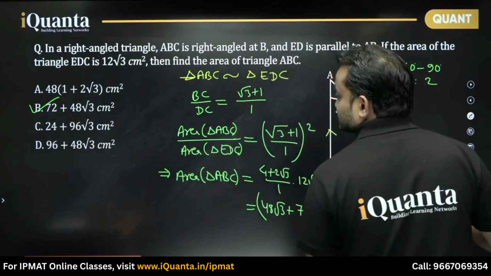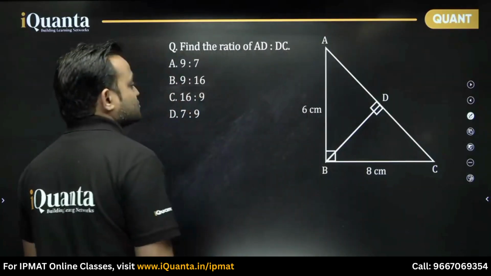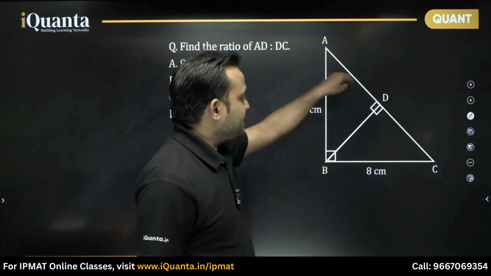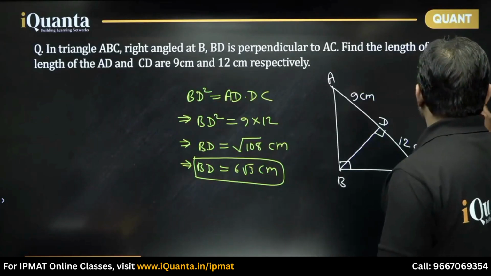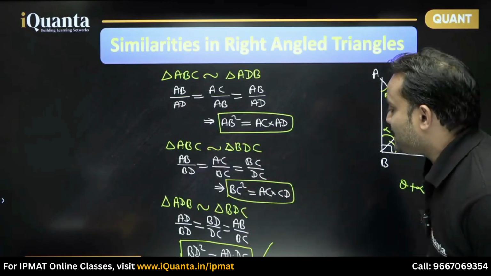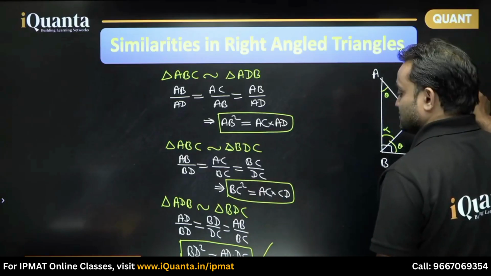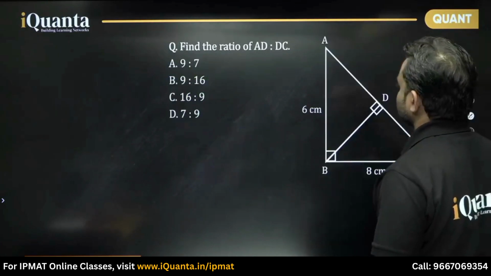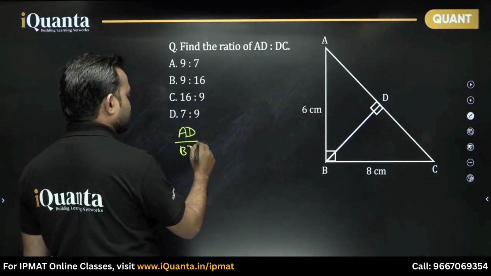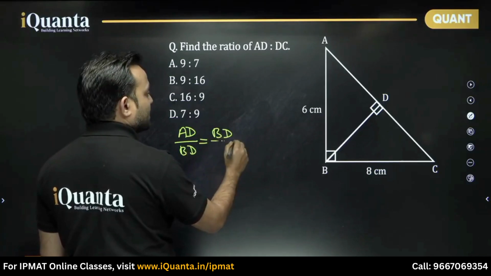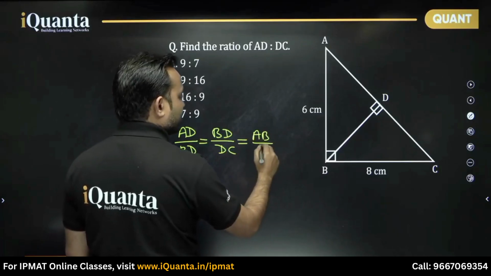All right. Now the next question says find the ratio of AD is to DC. In this case, AD is to DC we need to find. Now we have learned in similarities in right angle triangle that AD upon BD is equal to BD upon DC is equal to AB upon BC.